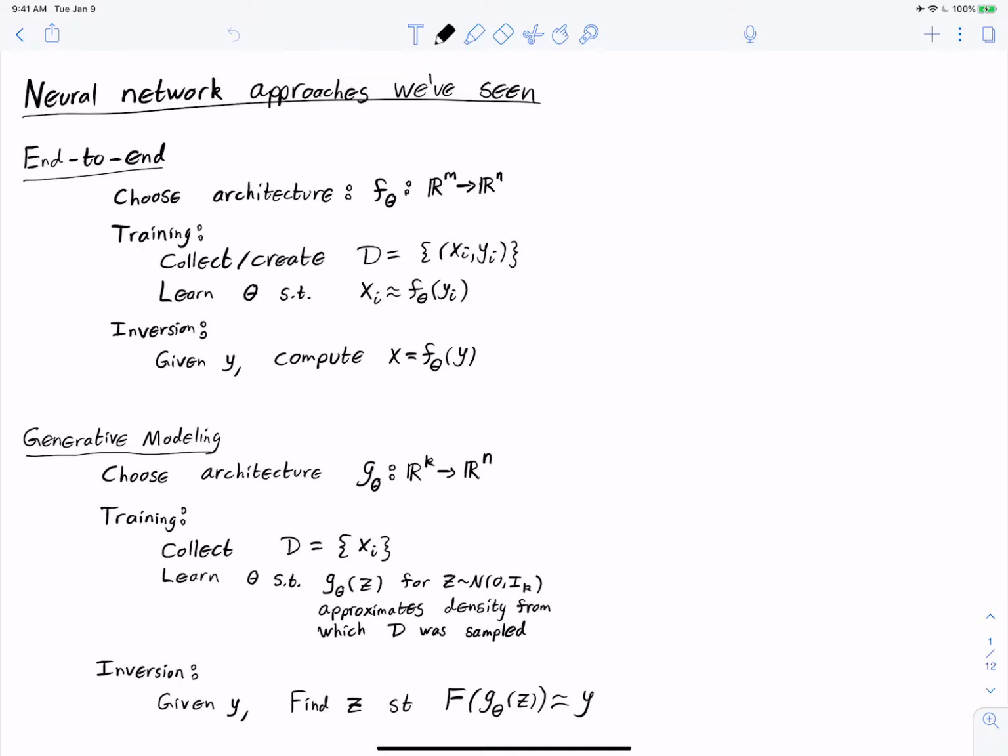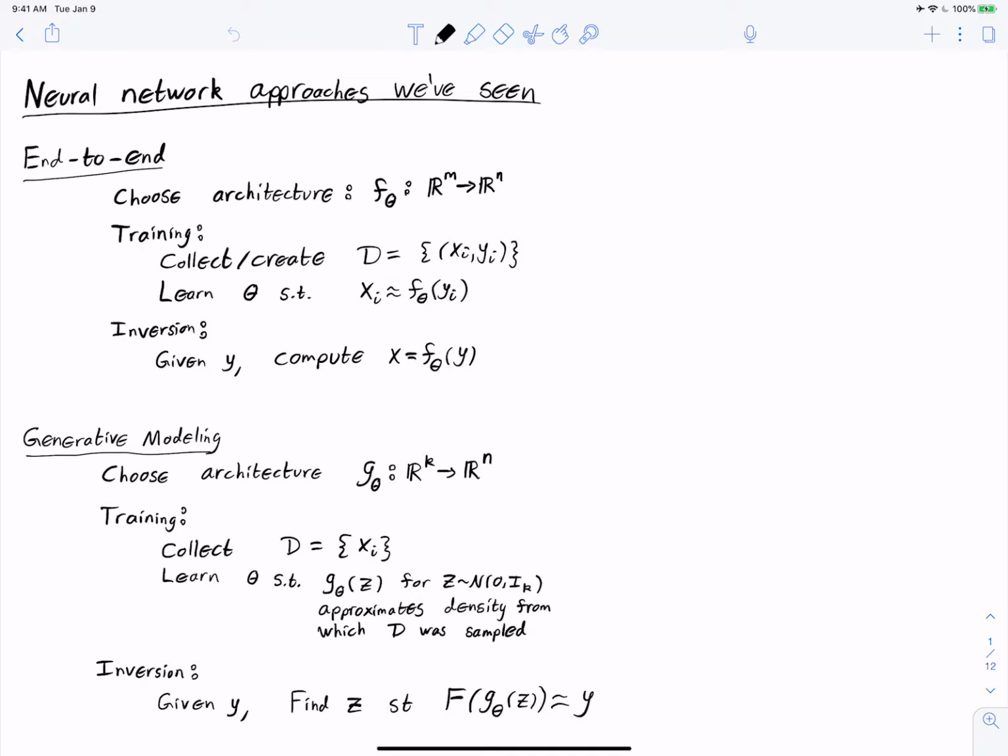Then learning was done in order to estimate theta such that x_i is roughly f theta of y_i. Here f theta is some neural network with parameters theta. Now, once this model has been trained, then at inversion time, it's a relatively straightforward process. Given y, compute x equals f theta of y. So this system was trained in an end-to-end manner, and at inversion time, it's straightforward.